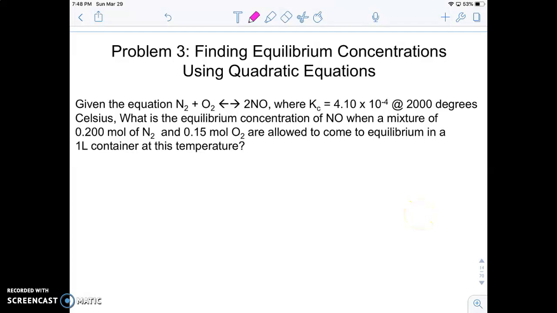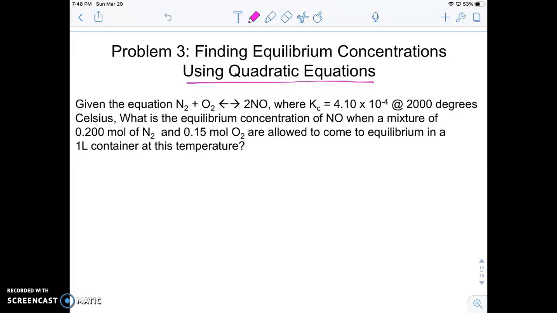So this is the last type of ICE table problem that you're going to see. And again, it's not different from the other ICE tables we've done. But when you get to the end, you're going to have a little bit of weird algebra going on. So you're going to need to be using the quadratic equation to help you solve for concentrations of things at equilibrium. So let's just go through this and I'll show you what we mean when we get there.